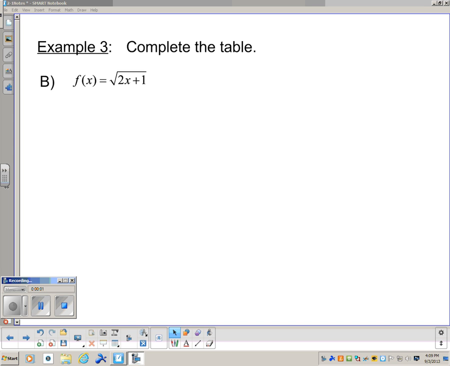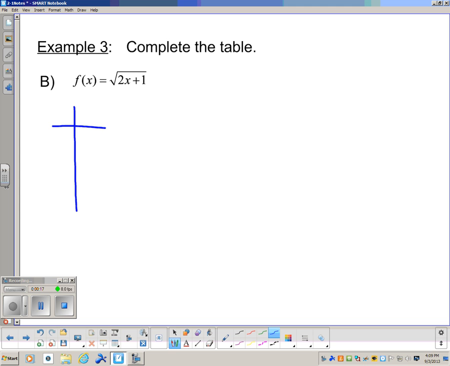Hello. So we are going to be completing the table again. Again, you're going to plug in the given input values, those are your x values, into your function there, and then get the output value, so the f of x value. So I'm going to make a table, and you're going to fill in your note sheet. So it's that yellow sheet, the 2, 1.